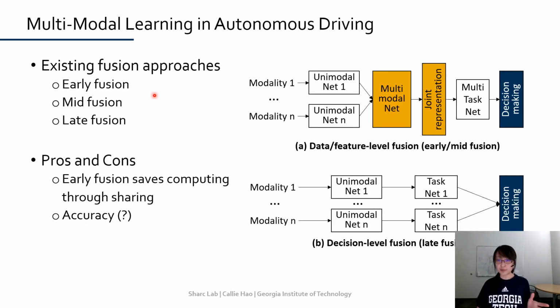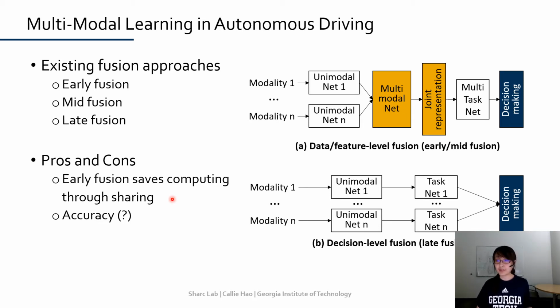So actually, different multimodal learning approaches in autonomous driving are utilizing different sensor fusion approaches, including early fusion, mid fusion, and late fusion. And in this right figure, we are illustrating the architectures of different fusion methods. For early and mid fusion, these different data modalities are converted into a joint representation and processed for decision making. And in late fusion, all the modalities are processed independently before they reach the final decision making. Of course, different fusion approaches both have their pros and cons. For example, early fusion may save computing through parameter or weight sharing.